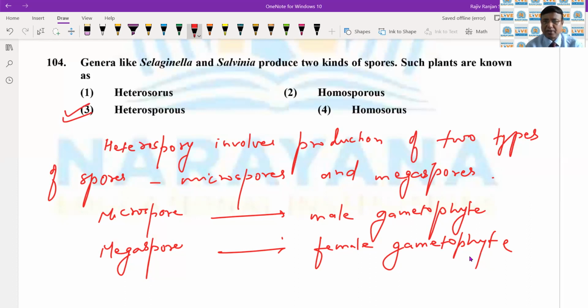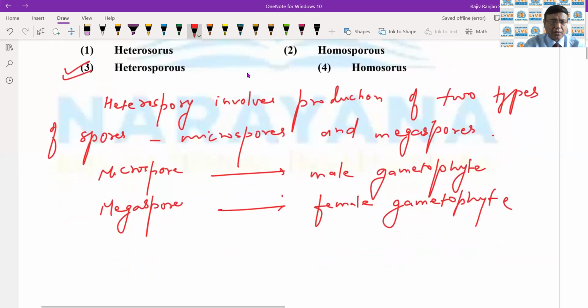In higher plants like angiosperms, the archegonia are not found, but ova are present in the female gametophyte, that is the embryo sac. So here the phenomenon is heterosporous. I must just inform you that Selaginella and Salvinia are pteridophytes. Selaginella is a non-fern pteridophyte and Salvinia is an aquatic fern. So let's now see question number 105.